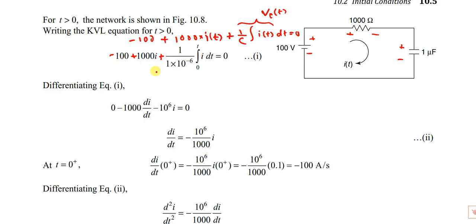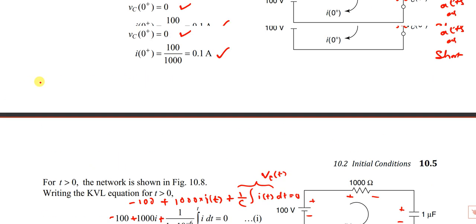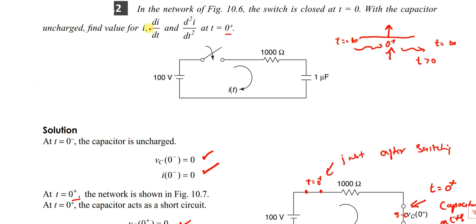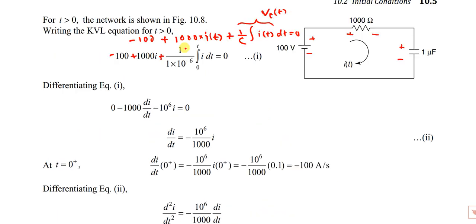I want to find di by dt. What is the question? Find I of t, di by dt, and d square I by dt square. But here there is no di by dt; there is an integral. In the previous problem, L di by dt was there, so we easily found it out. For a capacitor, you don't get di by dt immediately.